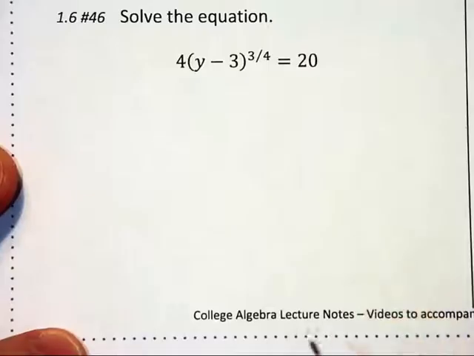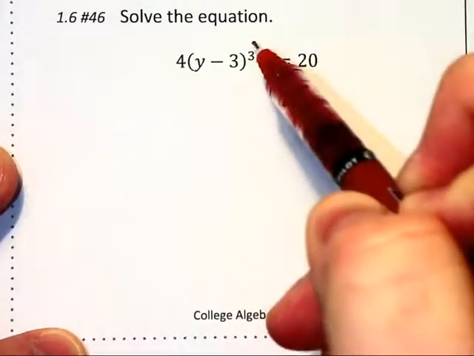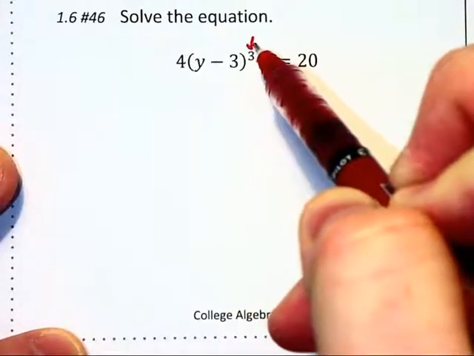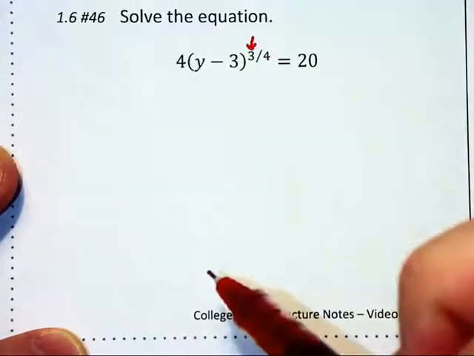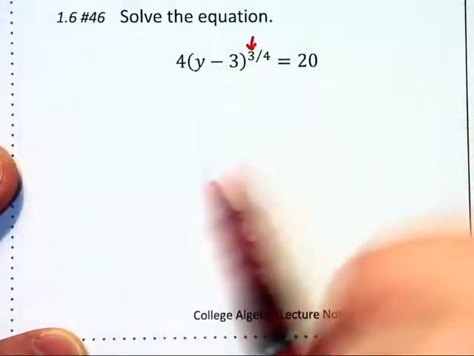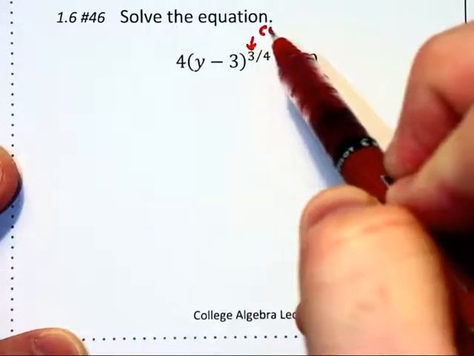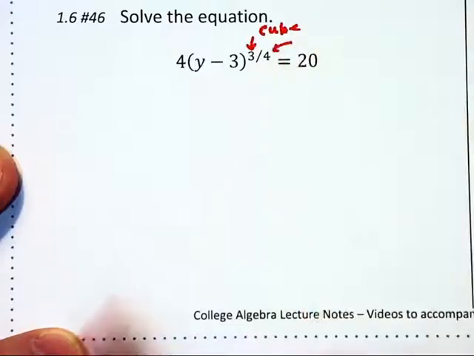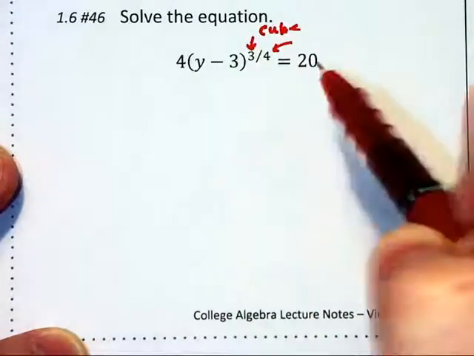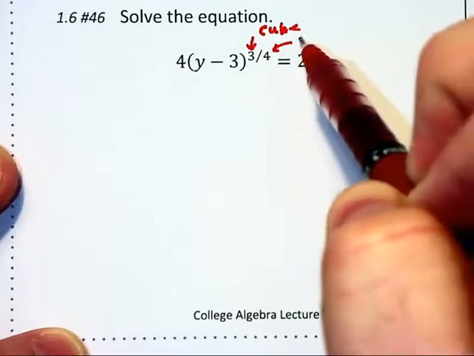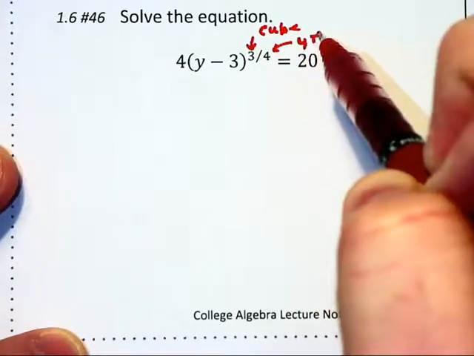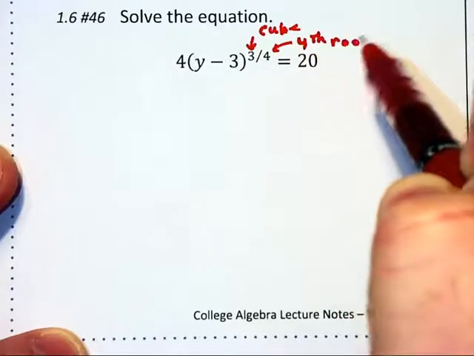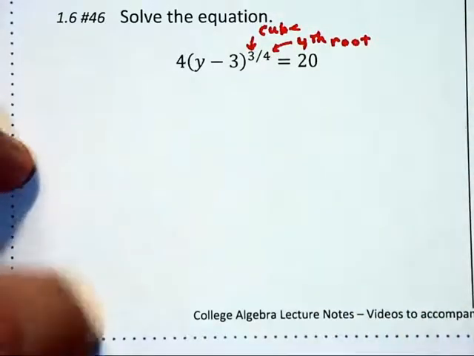In this next problem, we have a fractional exponent, which is probably not something you're used to working with as much. But when you have a fractional exponent, the numerator refers to the power. And in this case, we're talking about a cube. And the denominator of the fractional exponent, or rational exponent, refers to the type of root we're dealing with here. And so we have a fourth root. And we want to undo this rational exponent.